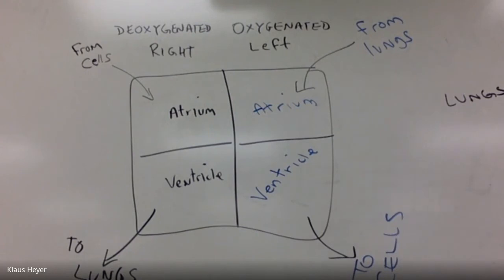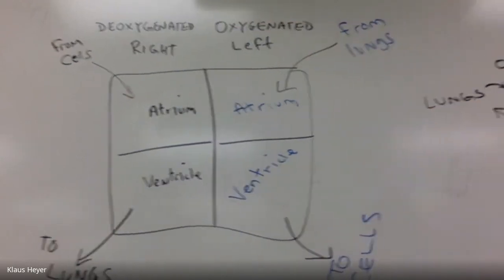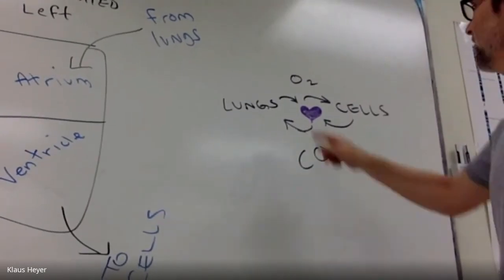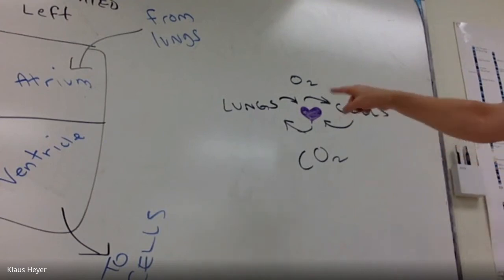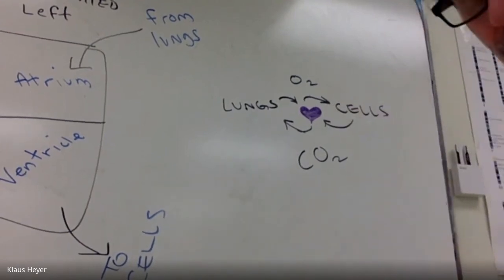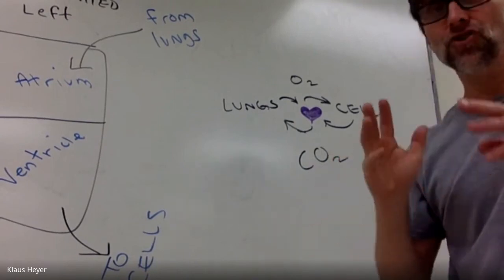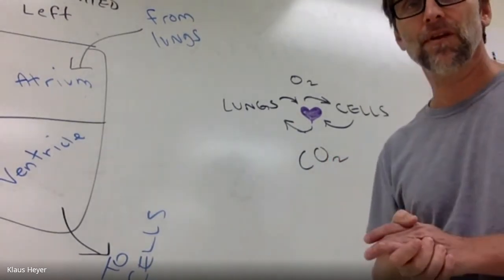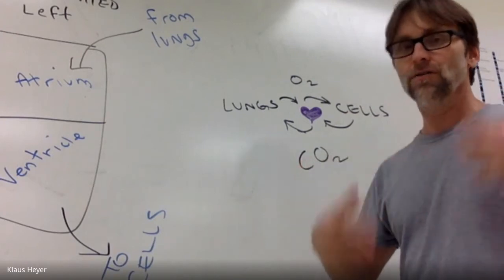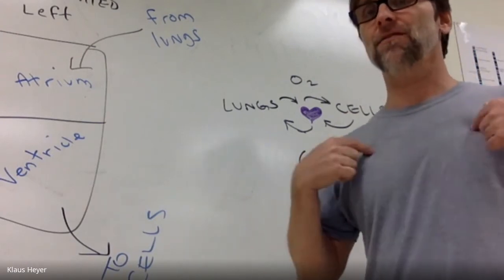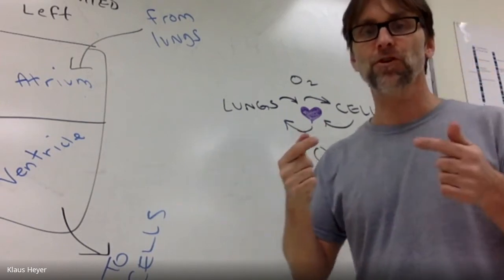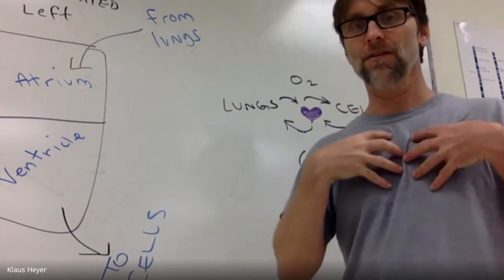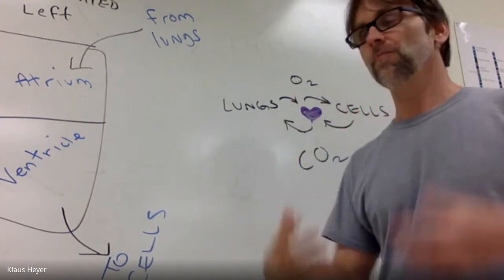It's the same picture. Because look, I'm saying from lungs, from cells. I'm doing it over here. From lungs, from cells. 2 lungs, 2 cells. The point is that the heart is sending blood to 2 different places at the same time. It's sending blood to all your cells, and it's sending blood right here to your lungs. And at the same time, the heart is getting blood from 2 different places. One from your lungs right here, and then the other from the rest of the body.